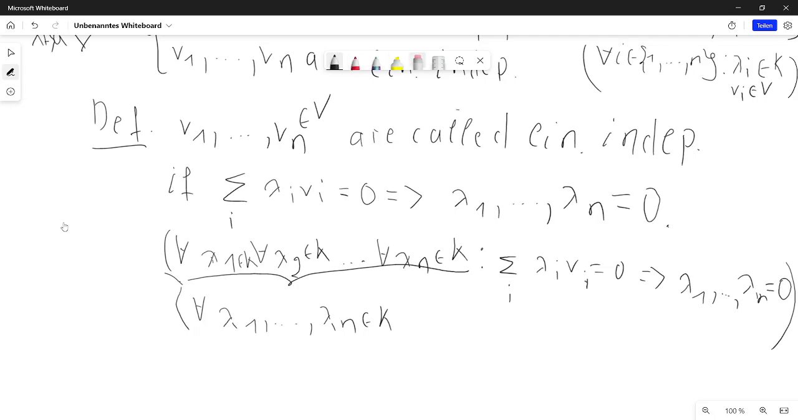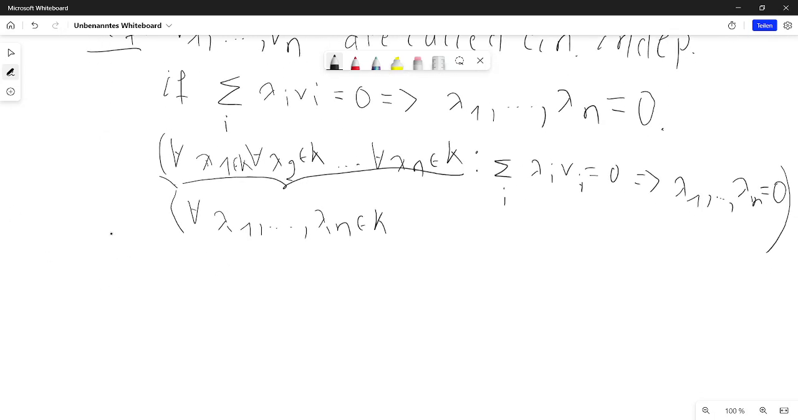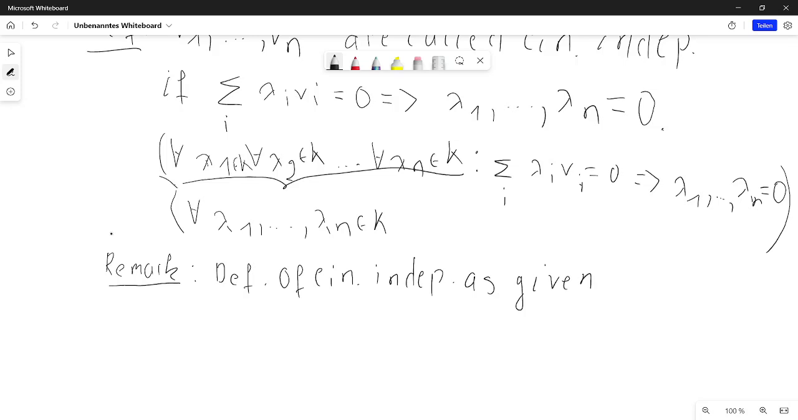All right, and that it is really the proper definition of linear independence, you'll see in a second. We call it a remark: the definition of linear independence is given. Makes sense.